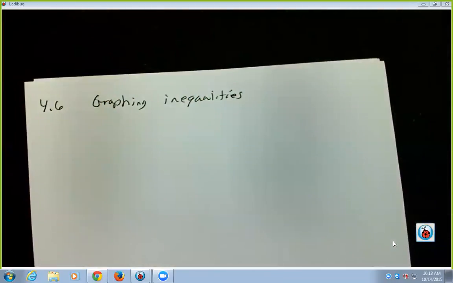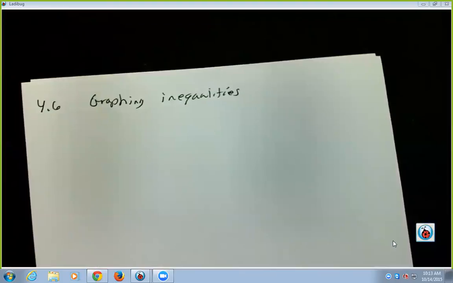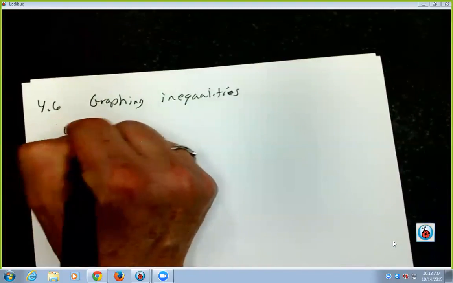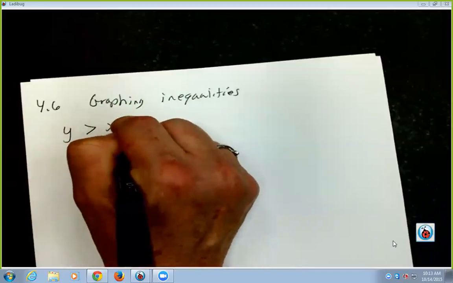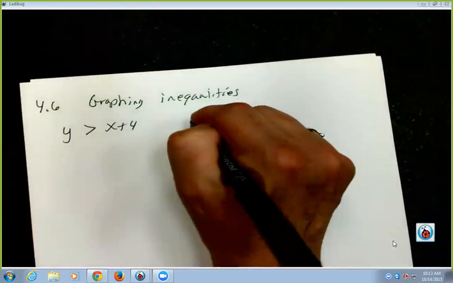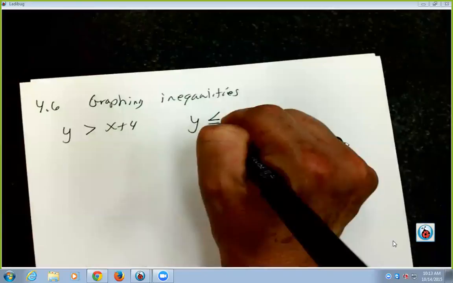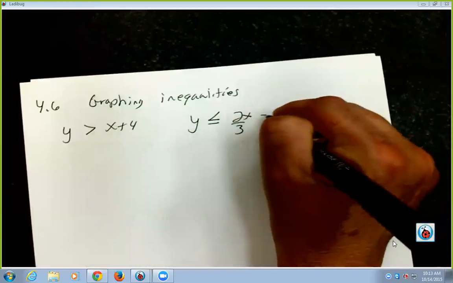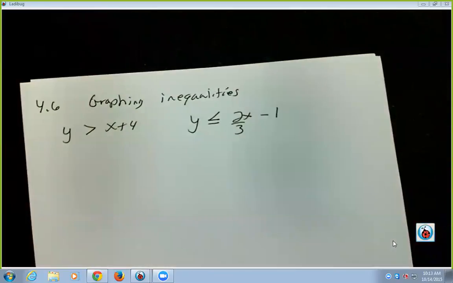What you learn here today is something we're going to use in intermediate algebra. We ended up graphing in Chapter 8 two of these on top of each other, but in here we're only going to graph one single line and see what happens with it. So with inequalities, what you're looking at is something like y is greater than x plus 4. You might see y is less than or equal to 2/3 x minus 1.